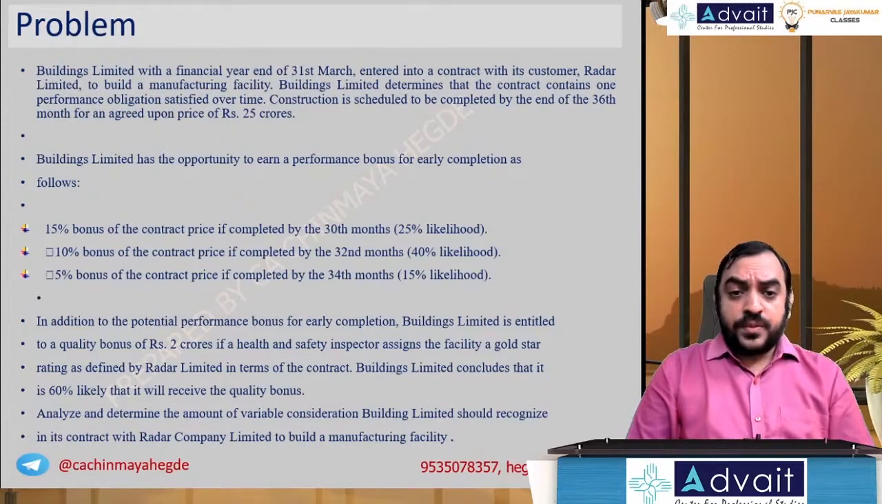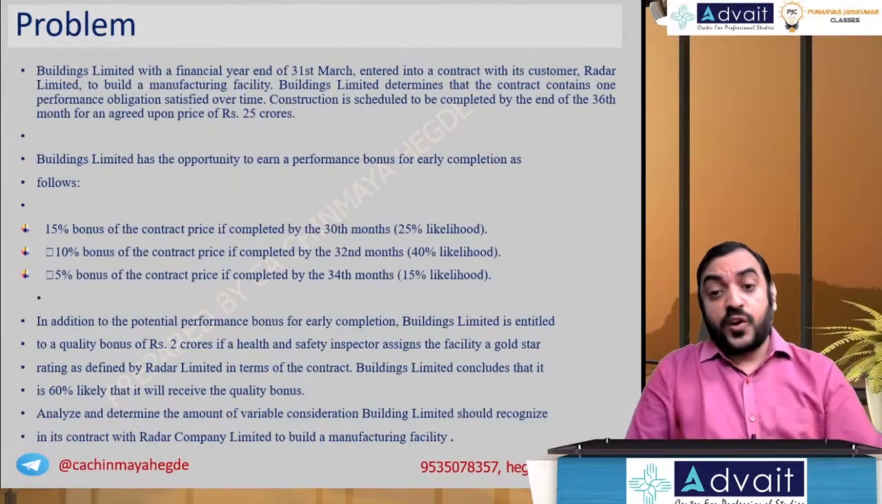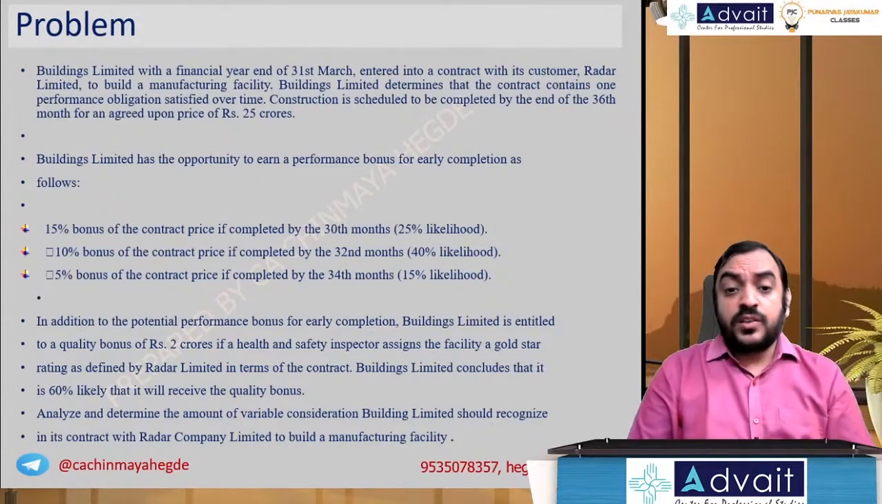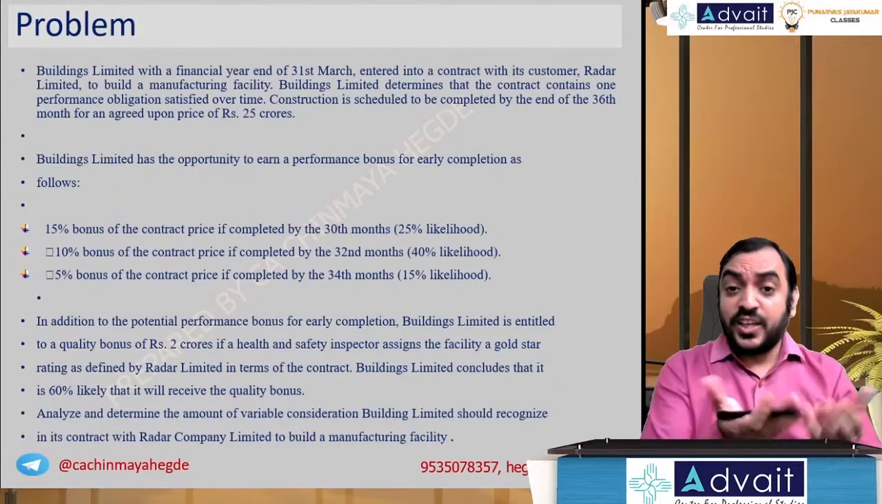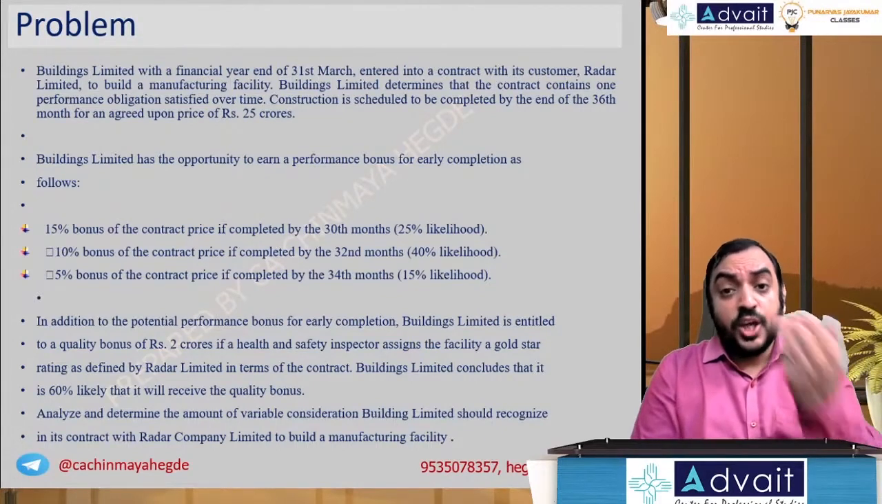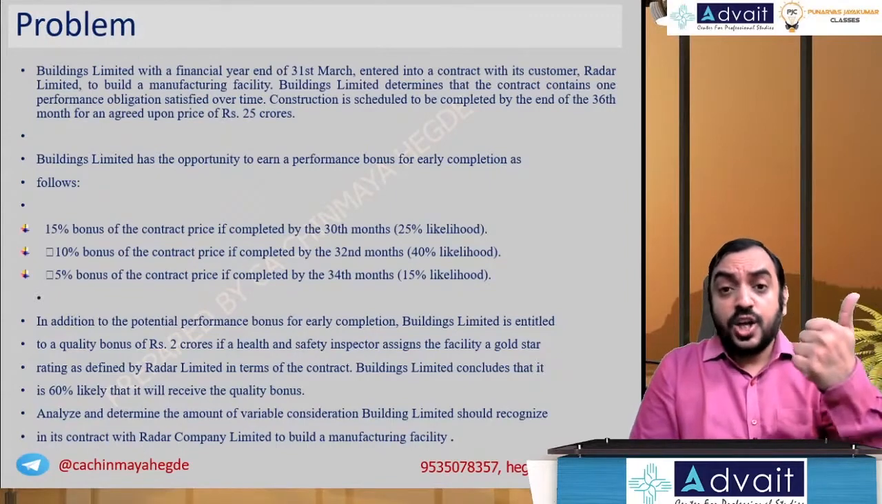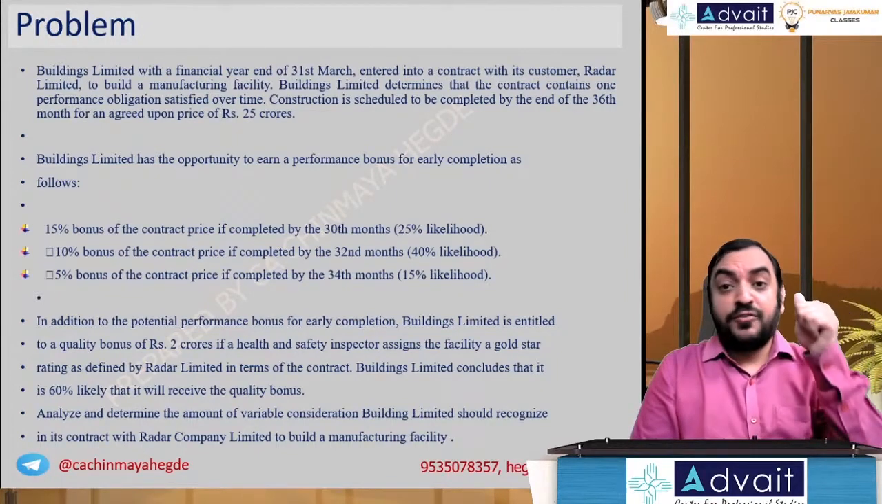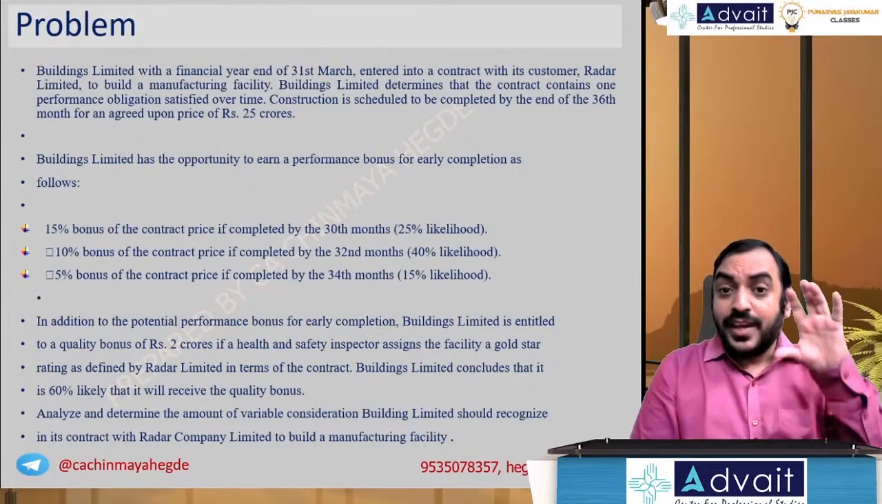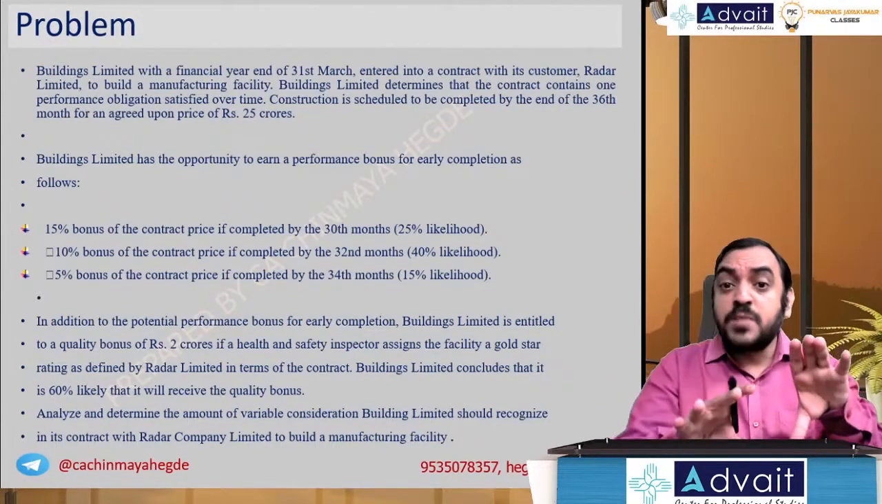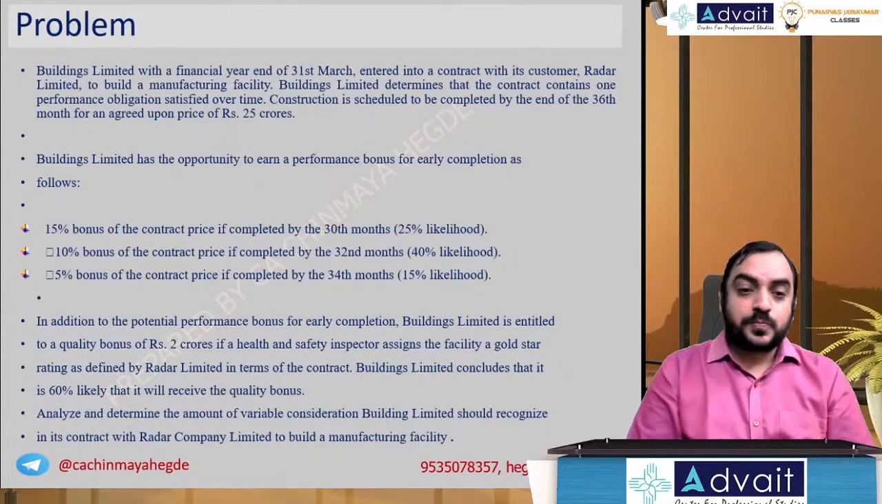Buildings Limited has an opportunity to earn a performance bonus for early completion as follows: 15% bonus if completed by the 30th month, 25% likelihood; 10% bonus if completed by the 32nd month, 40% likelihood; 5% bonus of the contract price if completed by the 34th month, 15% likelihood. So this is the variable consideration, the incentive. Three situations are there. Which method are we going to follow? Two methods are there: the expected value method and the most likely method. We follow the expected value method because there are more than two possibilities. Values are multiplied by probability.